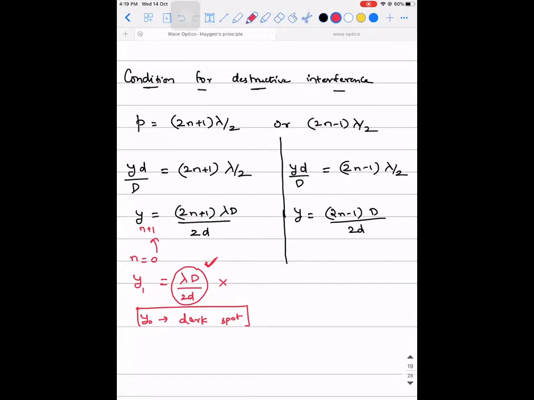y1 will be equal to lambda into capital D by 2d. Now is it accepted? See, guys, listen. The first bright spot is at zero. The second bright spot is at lambda into capital D by d. So what is the midpoint of these two? Lambda capital D by 2d. So is that not what we are getting? The first dark spot. Yes, sir. So you are able to understand. My justification is satisfied here. Means though you put the value of n as 0, you are getting the first dark spot.